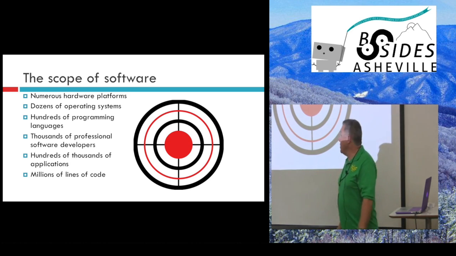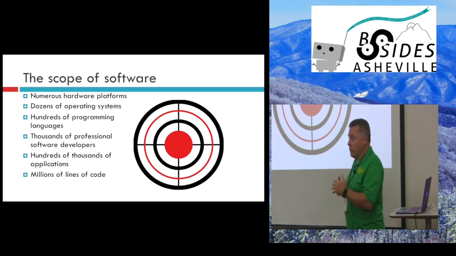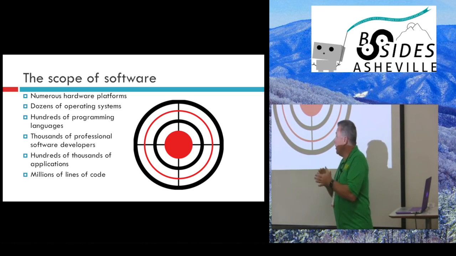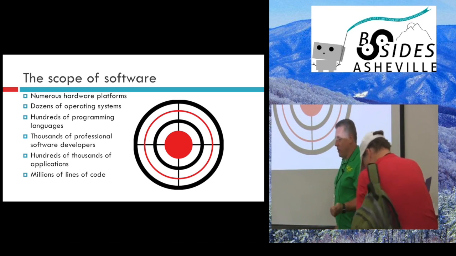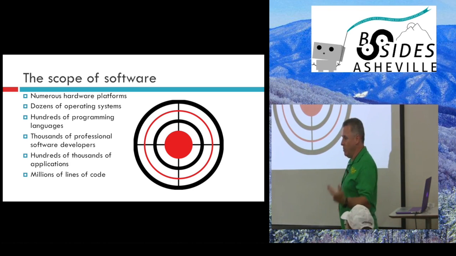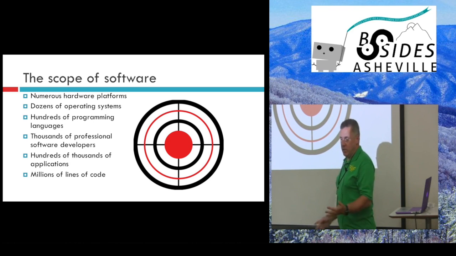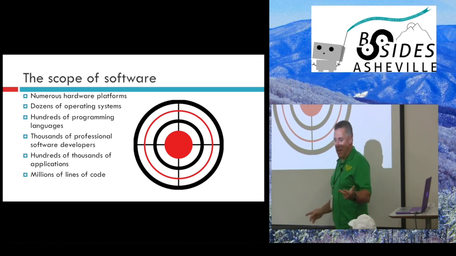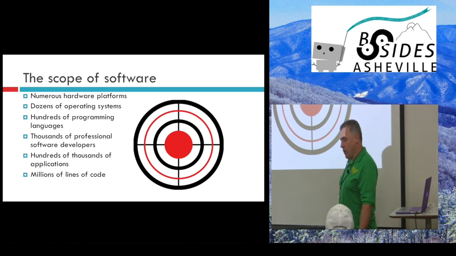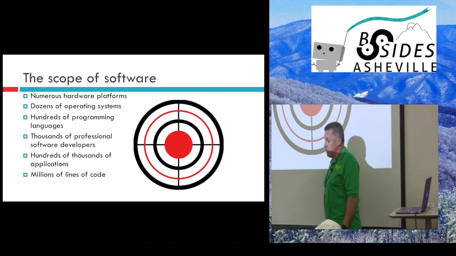So let's talk about the scope of software for a minute for the people who are really new to this environment. There's literally dozens and dozens of hardware platforms. You've got ARM processors in your phone, there's Intel processors in your desktop, there's AMD processors, there's hundreds of different platforms. You've got dozens of operating systems. You've got Linux. How many flavors of Linux? OS X, which is built on Unix. All the Android operating systems, which are also built on Linux. You have Windows. Too many flavors of Windows.